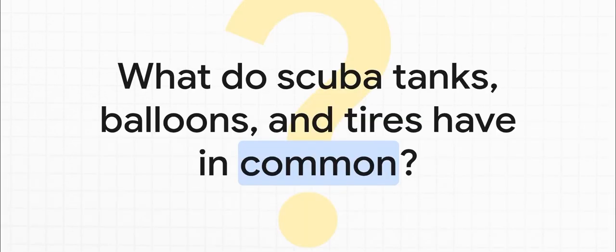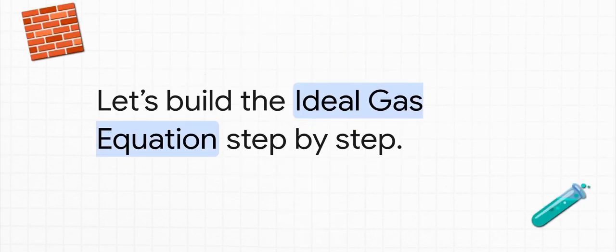What could a scuba tank, a bunch of birthday balloons, and the tires on your car possibly have in common? I mean, they seem completely different, right? Well, it turns out they're all connected by one single incredibly elegant scientific relationship, and you're about to understand exactly what that is. So here's the game plan.